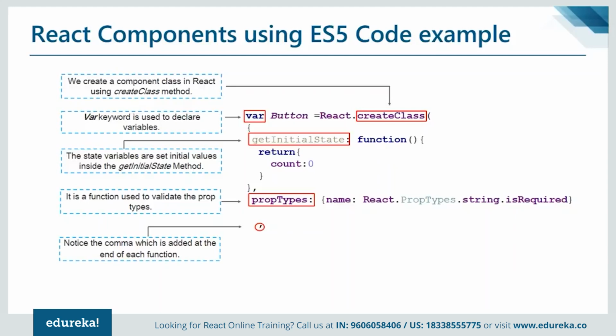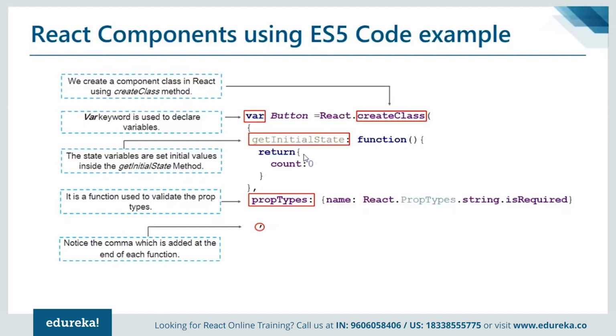So first of all, what we are doing here is creating a component class in React using the createClass method. This is the ES5 syntax where button equals React.createClass. So we are creating a component using the createClass method. Then the var keyword is used to declare the variables. The state variables are getting initialized in the getInitialState method.